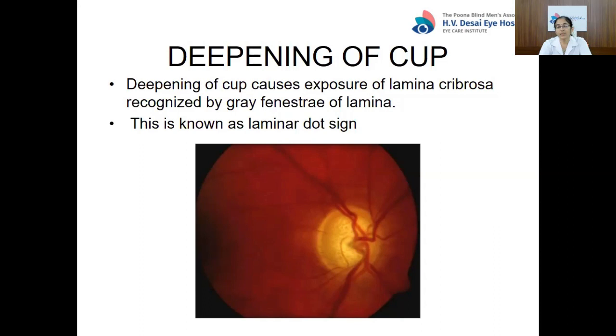Deepening of the cup may be seen in some patients, which causes exposure of the lamina cribrosa. This is known as the laminar dot sign.